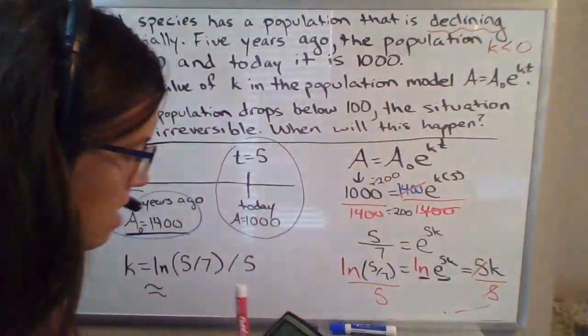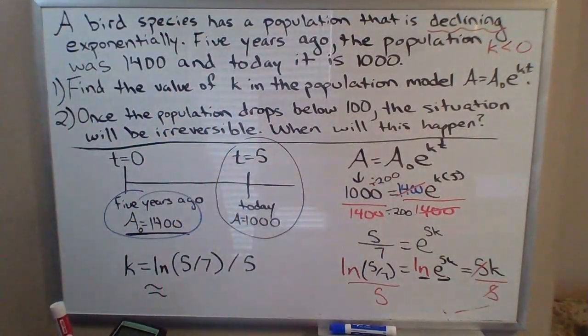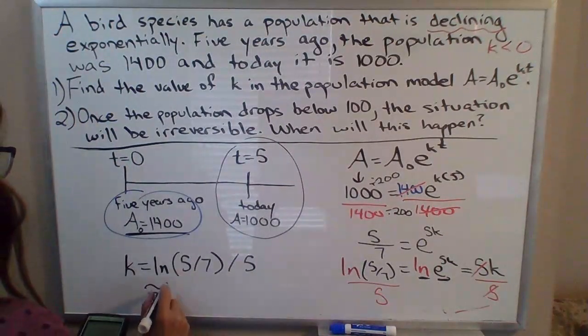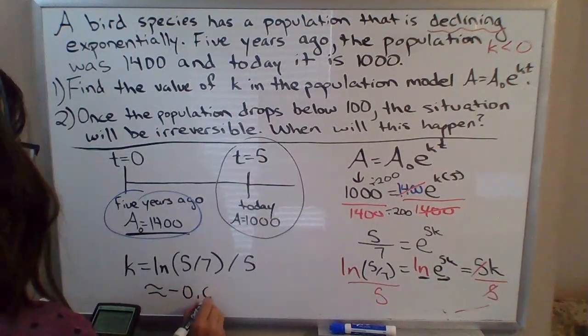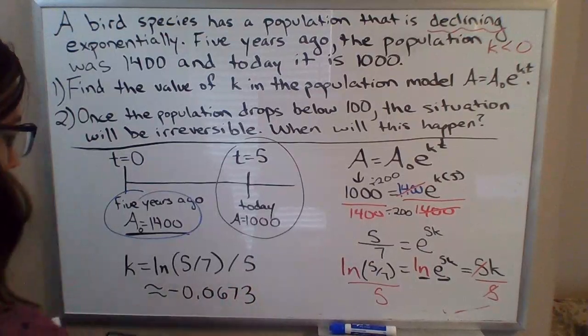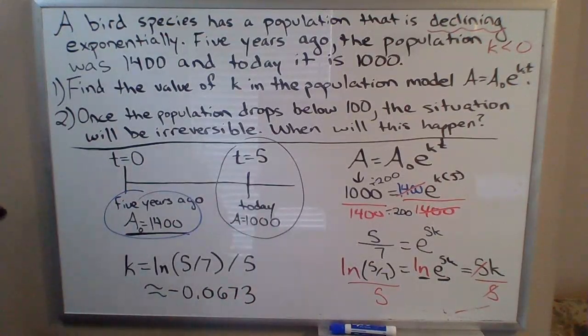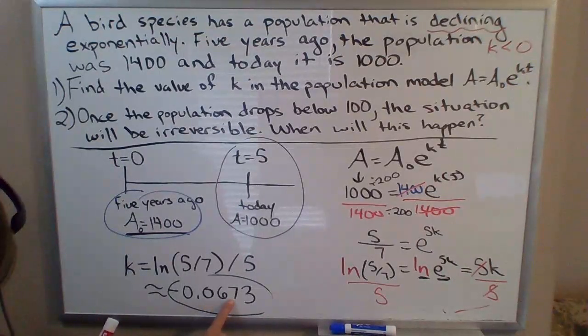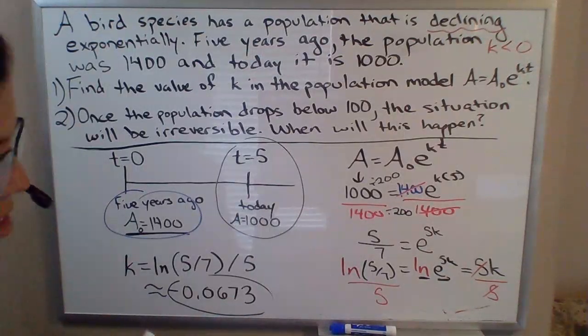And so let's see what you get. Natural log of 5/7 divided by 5. I have negative 0.0673. I'll go to that many decimal places. So it's good. We have that negative value of k, which we expected. And this tells us that this thing is declining by about, if you move the decimal place to the right 2 spaces, it's declining by about 6.73% per year.